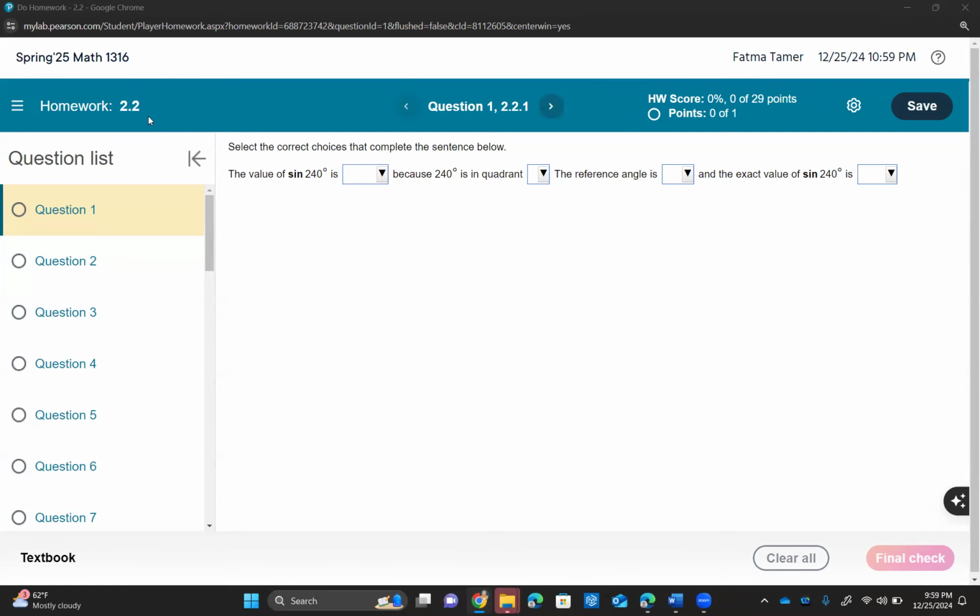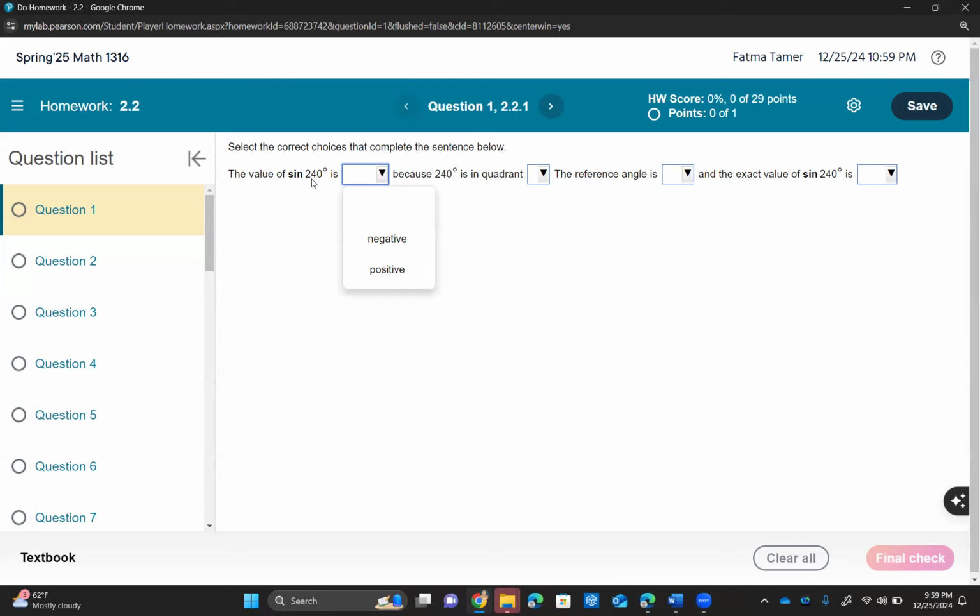For section 2.2, we're going to still calculate the trigonometric functions of angles, but this time the angles are not going to be acute angles. They're going to be non-acute angles. So the first question here is, select the correct choices that complete the sentence below. The value of sine of 240 is negative or positive.